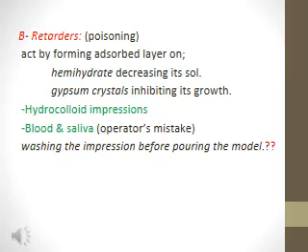After washing it with water, you have to immerse it in a solution containing 2% potassium sulfate. This will act as an accelerator to counteract the retarding effect of the hydrocolloid impression and accelerate the setting of gypsum products. Okay, number 2, the blood and saliva. Effect of blood and saliva on the setting of gypsum. It also retards the setting of gypsum.